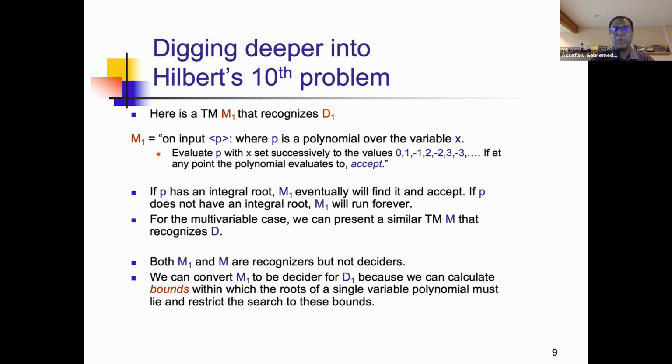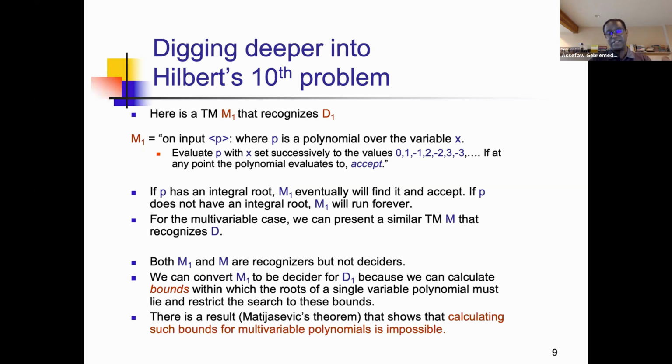That means when Hilbert's tenth problem is reduced to a single variable, it is decidable because we can calculate these bounds with which we can limit our search. We have a result, and this result tells us calculating such bounds for multivariable polynomials is impossible. The name of the person is not very important. This result comes around the 1940s, after the Church-Turing thesis that I told you about.